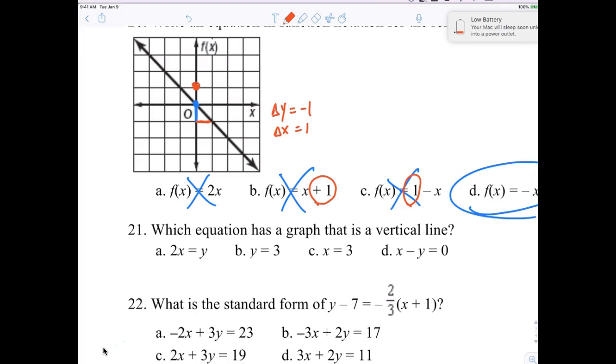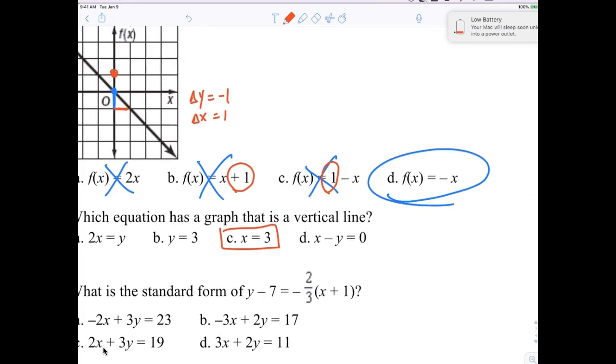So now, 21 should be pretty easy if you're paying attention earlier. Which of the following has a graph that is a vertical line? Which one is it? Now, again, vertical lines are always x equals. Horizontals are always y equals. So again, it's all right to miss it. If you forgot, just write it down now. Vertical lines are always x equals. Horizontal lines are always y equals. All right? Vertical lines are always x equals just a number. Horizontal lines are always y equals a number. All right, they're special cases.